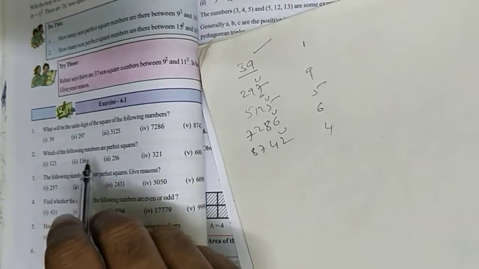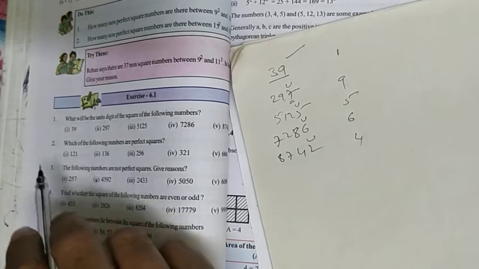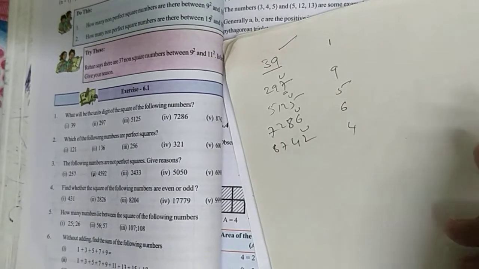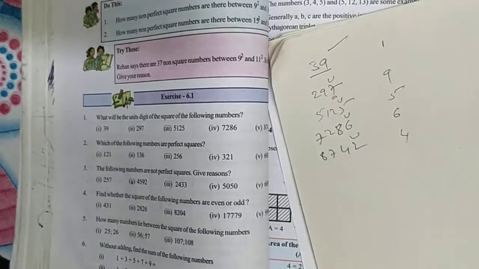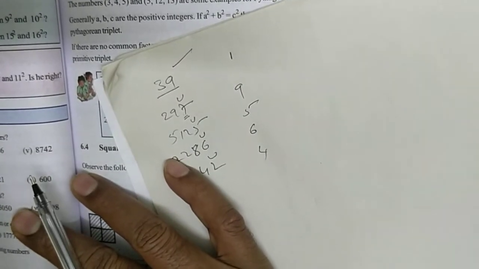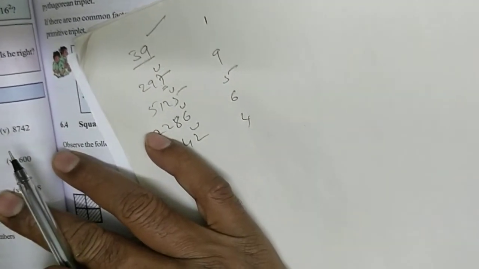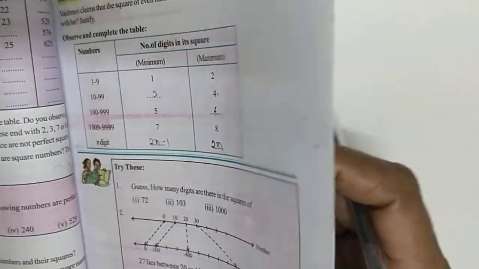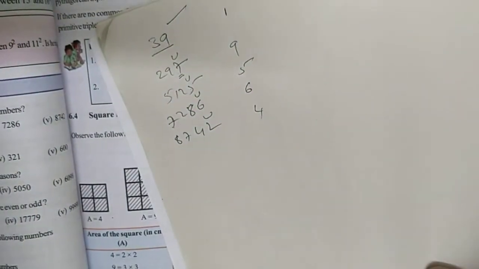Which of the following numbers are perfect squares? Here it is asking which are perfect squares. As we came to know, if some digits come in the units place, it won't be a square. Already we know about it. Otherwise, one more method is there. I'll explain this method, but you have to know tables up to 20 or 30.